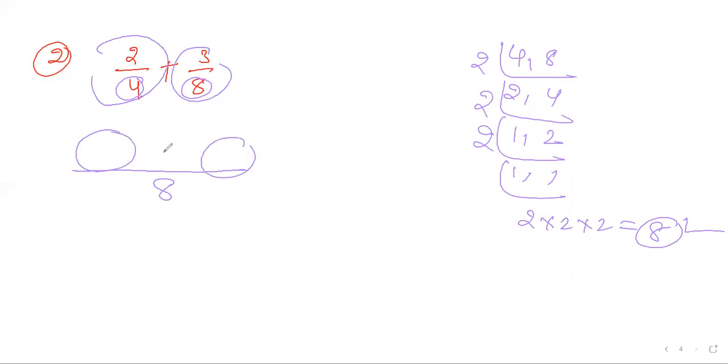In the middle, what is there? Plus, so you keep plus. Next, the first box, you have to fill with your first number. What is the first number? 2 by 4, and 8 by 4 into 8. So the LCM is 8.